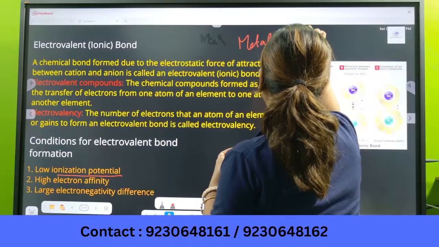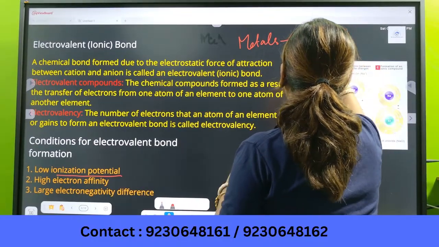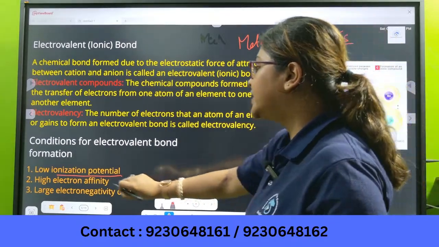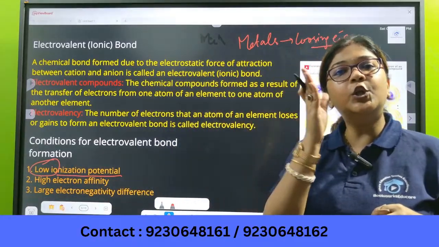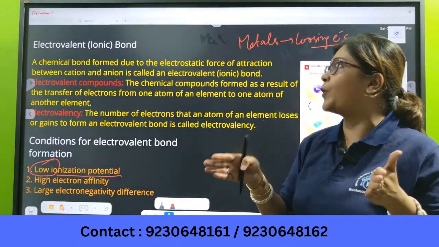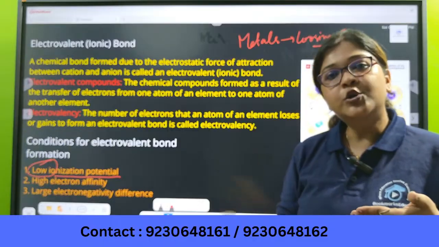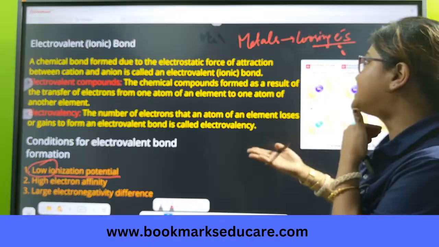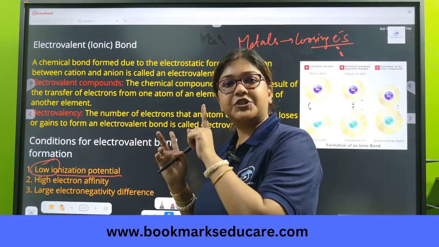They are losing electrons, or they have to lose electrons readily. That means what? They should have low ionization potential. If they have a low ionization potential, that means the energy required to knock the electron from the metal will be low. So the electrons will be released readily from the metal atoms. So these metals should have low ionization potential.